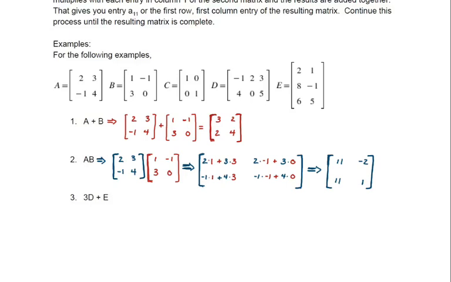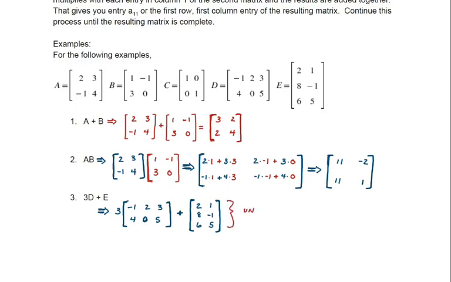And for the third example, we are going to take 3, which is a scalar, multiplied by matrix D, and then add it to matrix E. So first thing I'm going to write is 3 times the matrix D, so I'd write what that matrix is, and add it to matrix E.